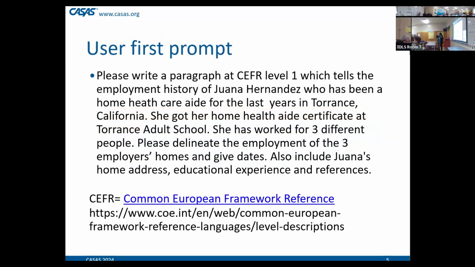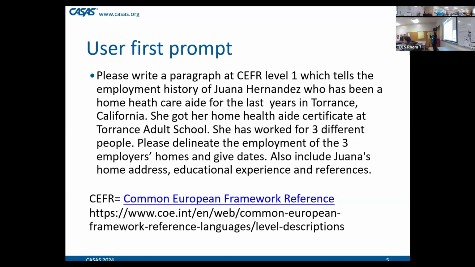So I thought, okay, let's use ChatGPT, and we're going to give you the link so that you can do it and everything. But this is what I wrote the first time. Please write a paragraph at CEFR level 1, which tells the employment history of Juana Hernandez, I just made that up, who has been a home health care aide for the last 10 years in Torrance, California. She got her home health aide certificate at Torrance Adult School. She's worked for 3 different people. Please delineate the employment of the 3 employers' homes and give dates. Also include Juana's home address, education experience, and references.